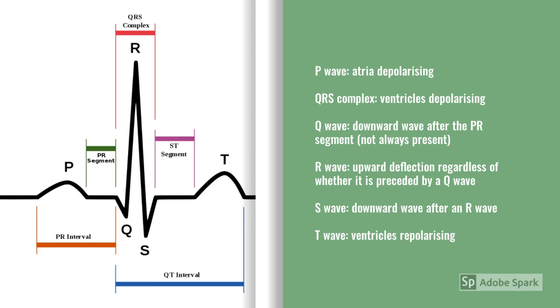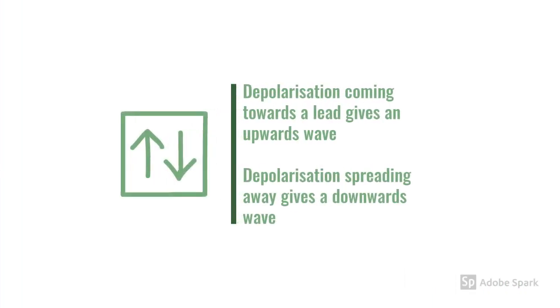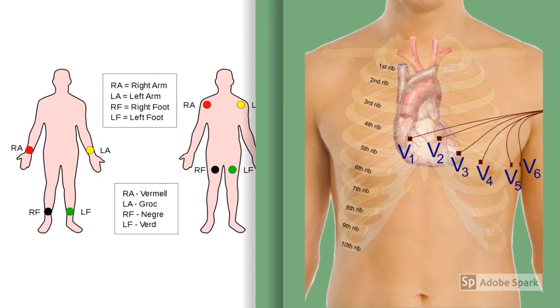The other key interval to be aware of is the QT interval. Again, that's from the start of the QRS complex to the end of the T wave. You need to make sure that's normal. If that's prolonged, that can be a risk factor for certain cardiac diseases, such as torsades. So moving on, it's important just to reinforce the statement that if you have depolarization headed towards one of the leads, so in the direction of one of the leads, that's going to give you an upward wave. If you have depolarization going away from where that lead is picking up, that's going to give you a downward wave. So while we're talking about the leads, let's look at how we place them.